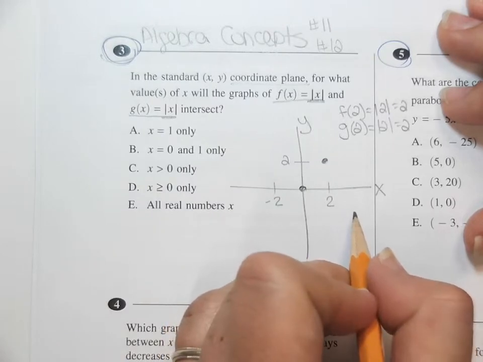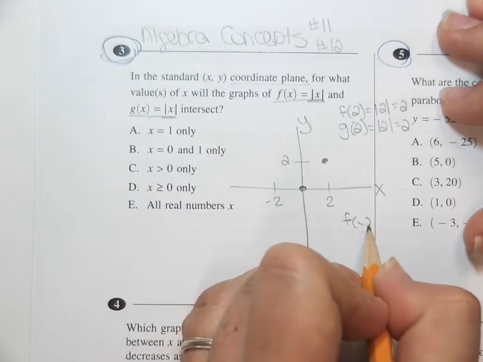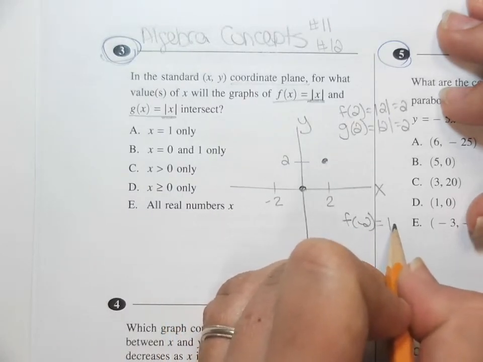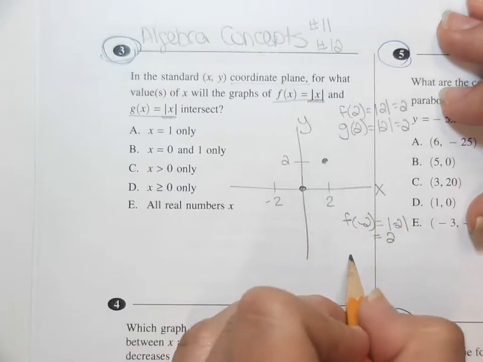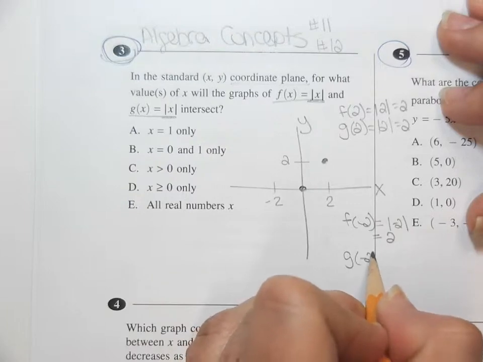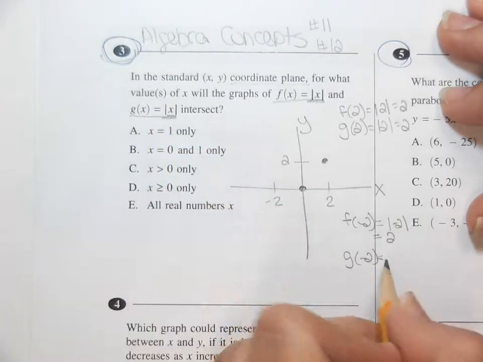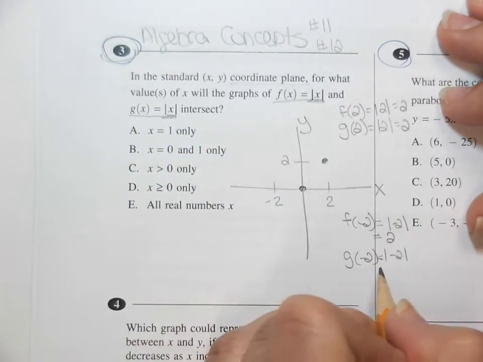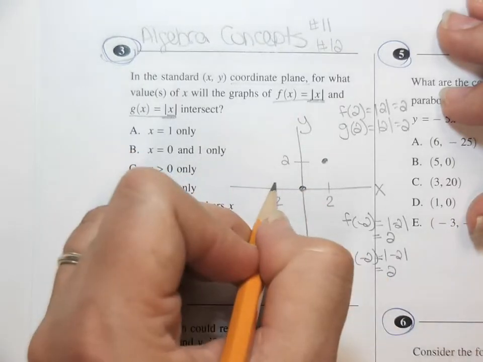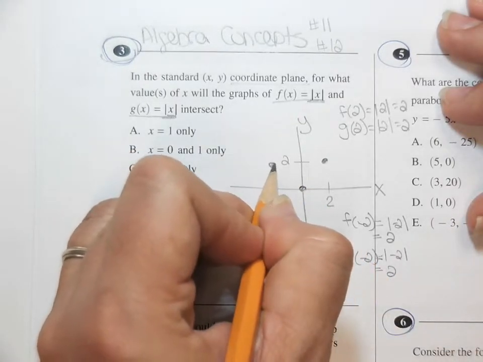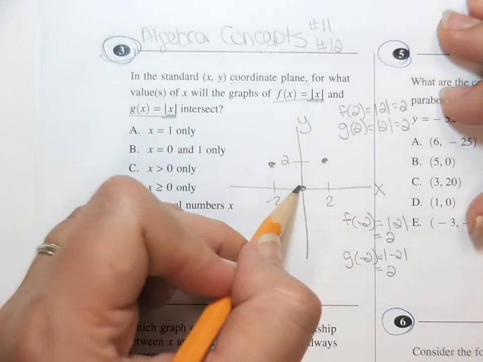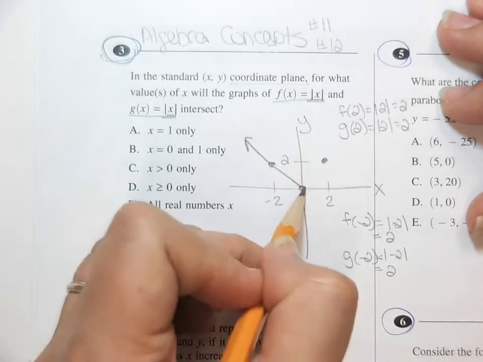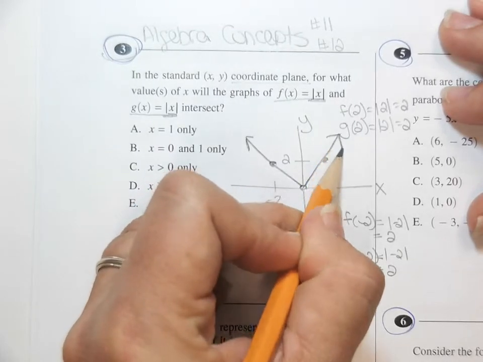I'm going to do it just down here. So f of negative 2 equals the absolute value of negative 2, which equals positive 2. G of negative 2 equals, let's plug it in right here, the absolute value of negative 2, which equals positive 2. So at negative 2, both f and g are the same. As you can see, these are exactly the same, so I can assume that my pattern continues, and I get a nice absolute value graph.